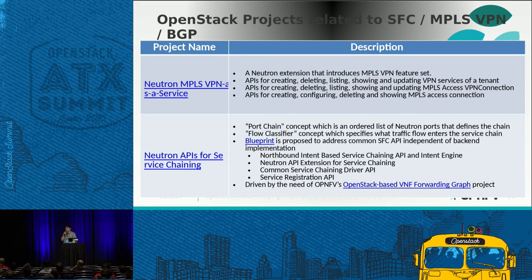There is another project called Neutron Service Function Chaining, which the team also just mentioned, and which will be used for the next step, upstream. It basically defines two different concepts: the port chain concept, which is the ordered list of the chain itself, and also the flow classifier, which is the classification for functions, and it also provides different APIs to create the chain.